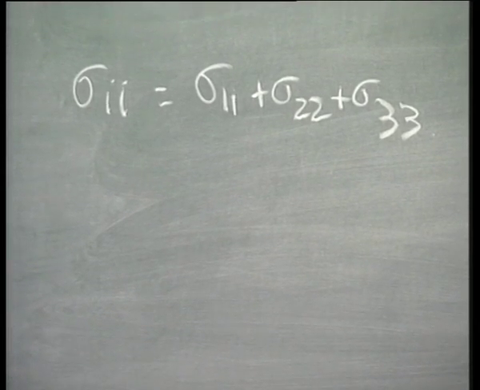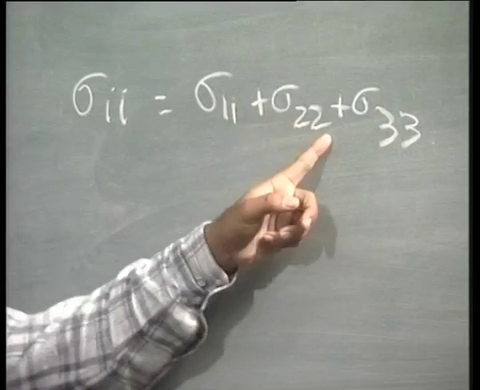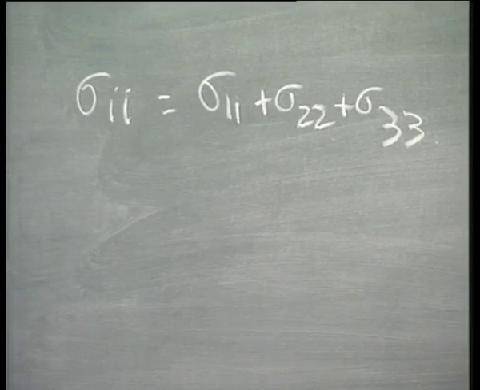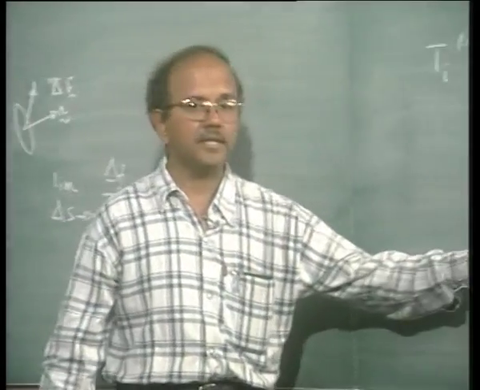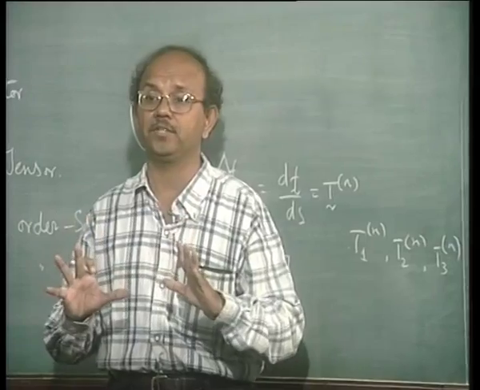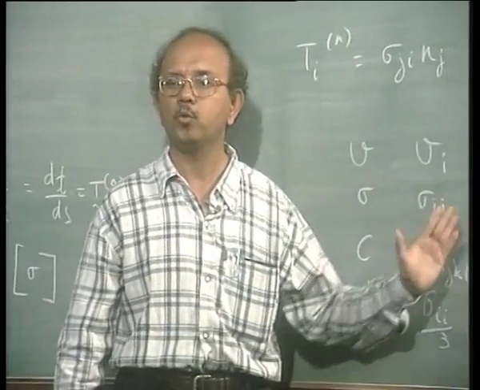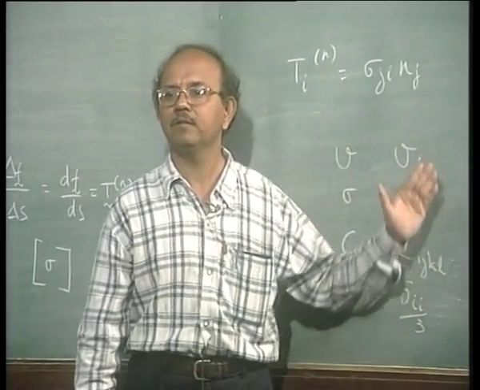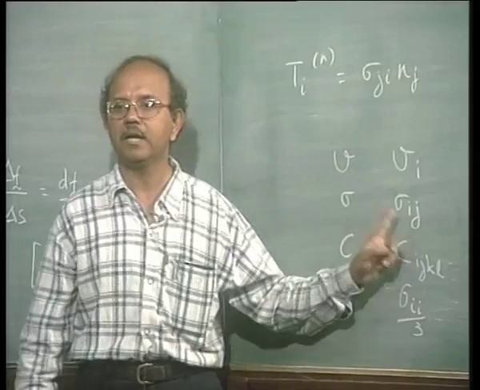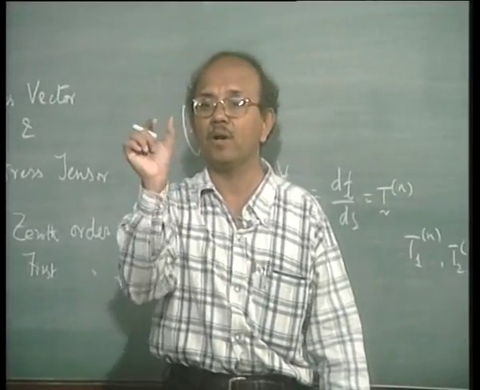Okay. Of course, here we have divided it by 3, it does not matter, just sigma ii means sigma 11 plus sigma 22 plus sigma 33. Is that clear? Now, in this case, when I say sigma ij, there is no repetition, which means that i and j take values ranging from 1 to 3. So I have 9 different quantities. That is what sigma ij means, whereas when I say sigma ii, it means that there is only one quantity.